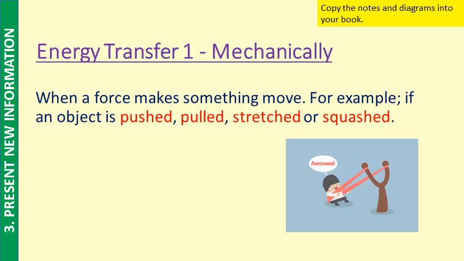So let's have a look in more detail at the different ways that energy can be transferred. So one way here is mechanically. So when a force makes something move, that's the key word there that goes with mechanically, it's something moving. So when an object is pushed or pulled or stretched, this picture here is showing the elastic being stretched. And of course, what will happen when you let go of the elastic in a catapult, the object will then move.